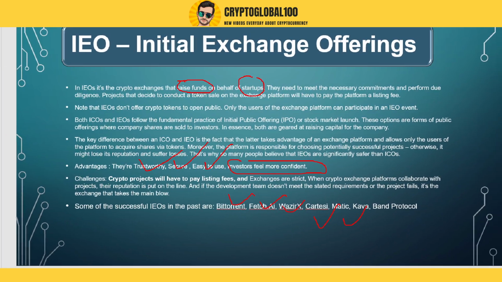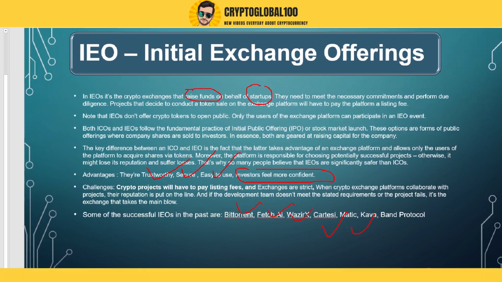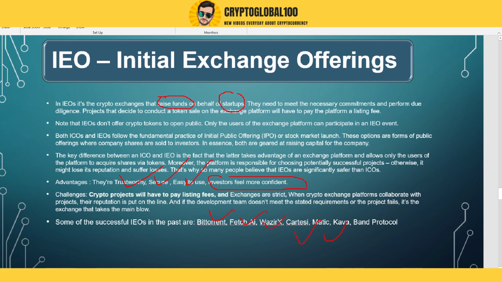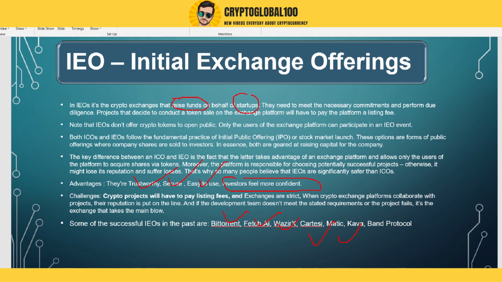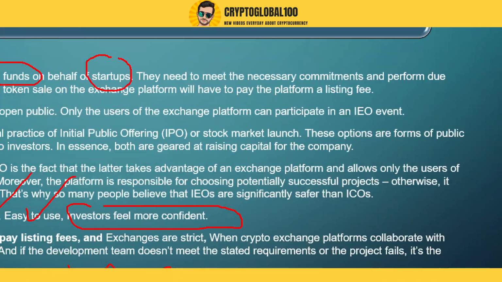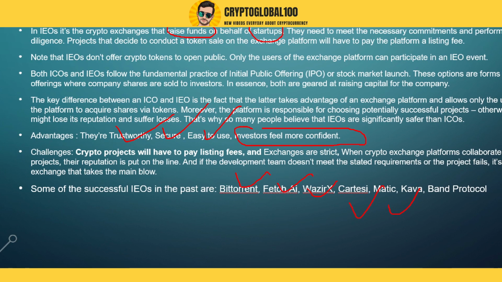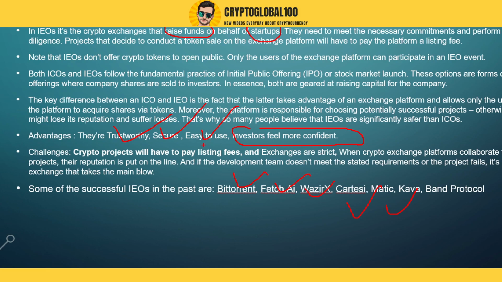These are some of the successful IEOs. So you should invest in IEOs instead of ICOs, because IEOs are listed on the exchanges. And what are the challenges they have to face? For example, if you want to list your project on the exchange, you will have to pay the listing fees.